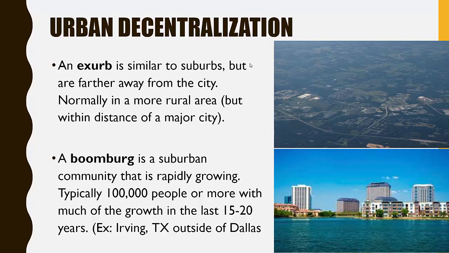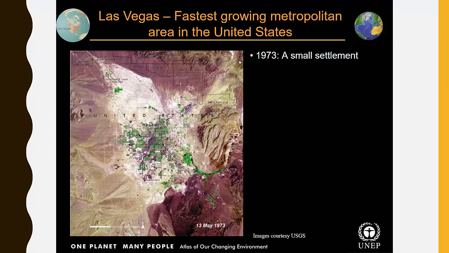And then finally, I want to introduce you to one more term in this presentation. That's a boomburg. A boomburg is a suburb, so one of these communities on the outer edges of a main city, that is growing so rapidly. Usually it has 100,000 people or more, and most of that growth has occurred within the last 15 years, especially 10 is usually the measure. A lot of cities in Texas, especially outside of Dallas and Houston, are great examples of boomburgs because Texas has grown so rapidly. Anyways, let's take a look at Vegas to look at MDC sprawl.